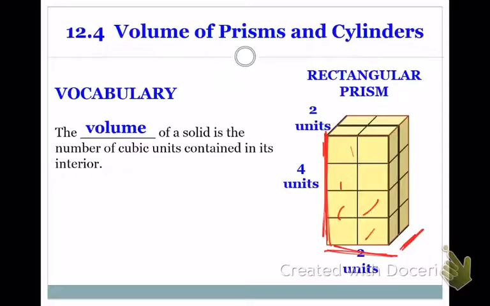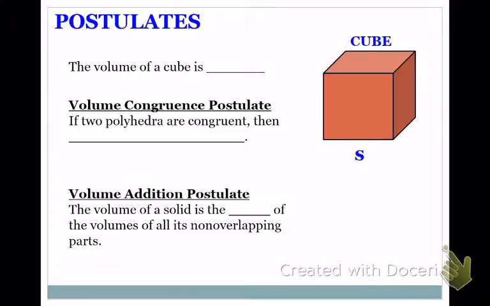There's 1, 2, 3, 4, 5, 6, 7, 8, and then 8 more behind, and so the volume of this prism would be 16 cubic units. Can't see that very well, my pen got stuck, but 16 cubic units. Okay? That's sort of the technical definition of volume. Now, there is an easier way to find that, and we'll discuss that in just a second.